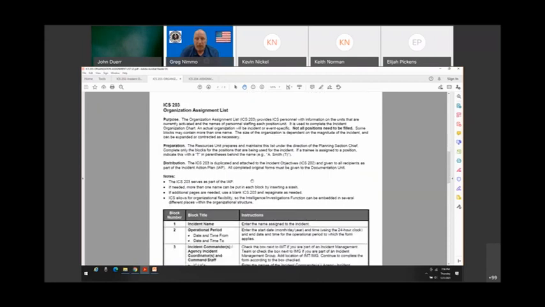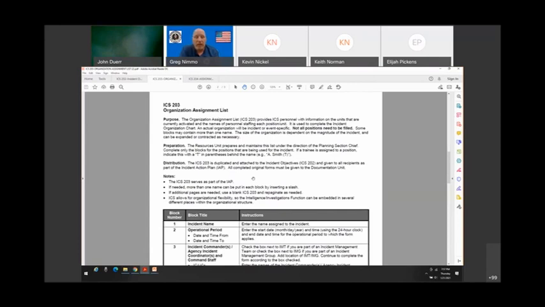Again, the organizational assignment list, here's your purpose. Information on the units currently activated, the names of the personnel, staffing in each position. That's really what we're looking for, so if we need to contact anybody, we're able to do that. Not all positions are going to be filled every time. It's incident driven, or depending upon the scale of the incident. We may not fill every single one, but there are times that you may have to fill every single one. So this gives you a good guideline and steps on how to do this.